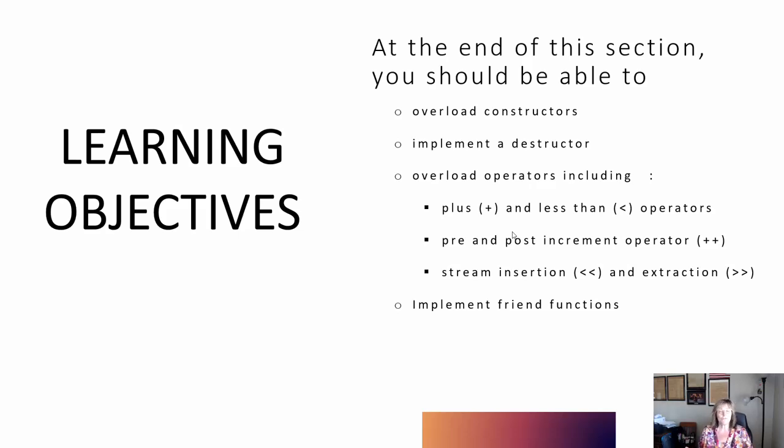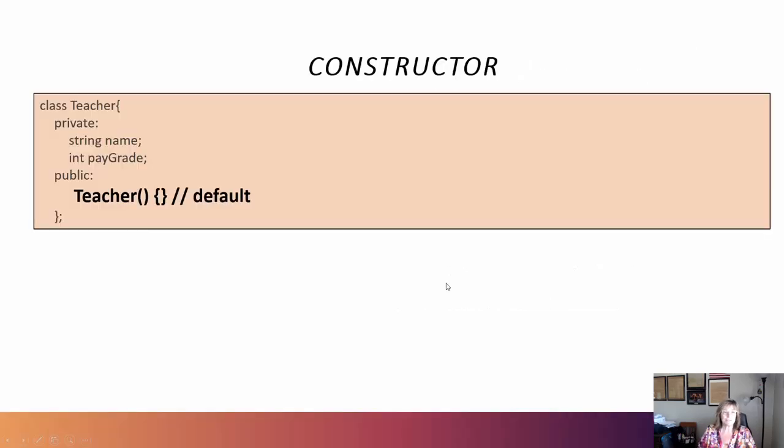Plus, we've been overloading functions all along. This time we're actually going to overload a series of operators. So we're going to overload in this lesson the plus symbol, the less than symbol, the pre and post increment operators, and then we're also going to overload the stream insertion and stream extraction operators, and these are specifically for use with class objects. And then finally, we're going to implement friend functions.